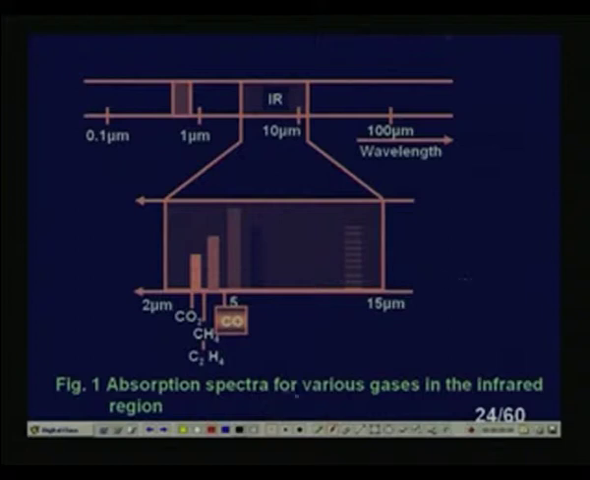Okay, so these are IR. This is the range, where you can see carbon dioxide, then carbon monoxide, then methane, C2H4, all these things. These are the wavelengths of light and the absorption spectra for the various gases in the infrared regions we have shown here. Clear?